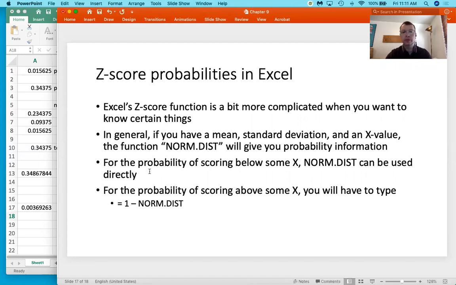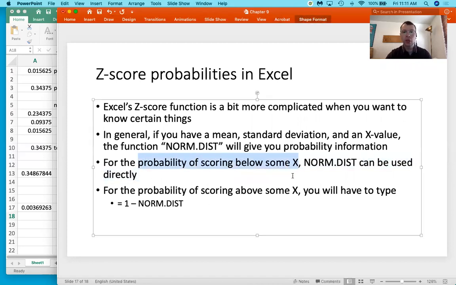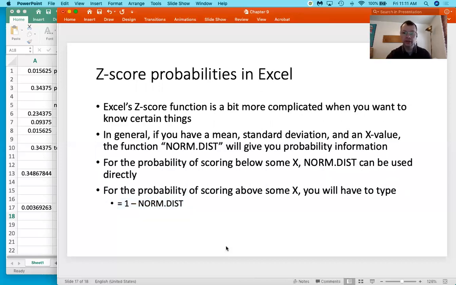If you're asked, what's the probability of scoring below a particular x value on a normally distributed variable, you're going to use norm dist directly. However, we're going to want to be able to also answer a question, well, what's the probability of scoring above a particular point on a normal distribution? And to do that, you're actually going to have to type something like this, 1 minus norm dist. So let me just show you this, and then I'll explain it, okay?